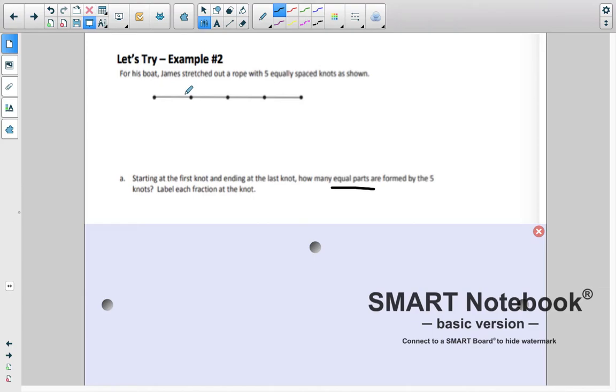So remember, to find out how many equal parts, we need to count the spaces. So 1, 2, 3, 4. So there are 4 equal parts. Then it wants to label it. So remember, we always start at 0 and 1. So if I have 4 equal parts, that means that this fraction is going to be in fourths. So 0/4 is going to be the first dot. Then the next dot would be 1/4. The second dot would be 2/4. The third knot would be 3/4. And the last one would be 4/4.